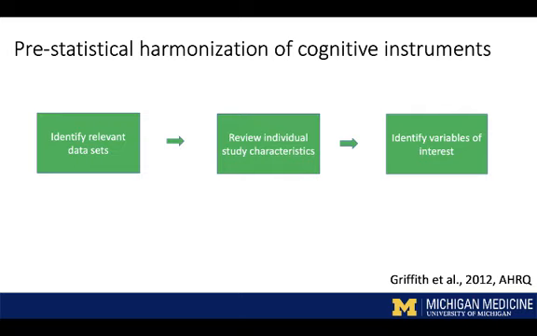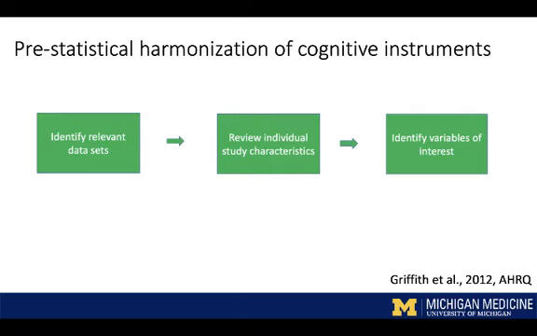So once we have a research question and we've determined that we want to use harmonization for that, the first step is to identify data sets that we think will be relevant to our question. We might want to think about the individual study characteristics, like how individuals were recruited into the studies, inclusion, exclusion criteria, et cetera, to make sure that they align well and make sense with our research question.